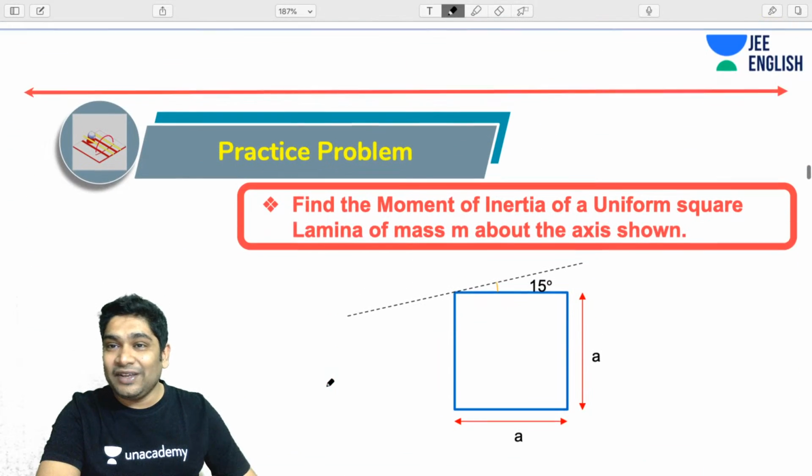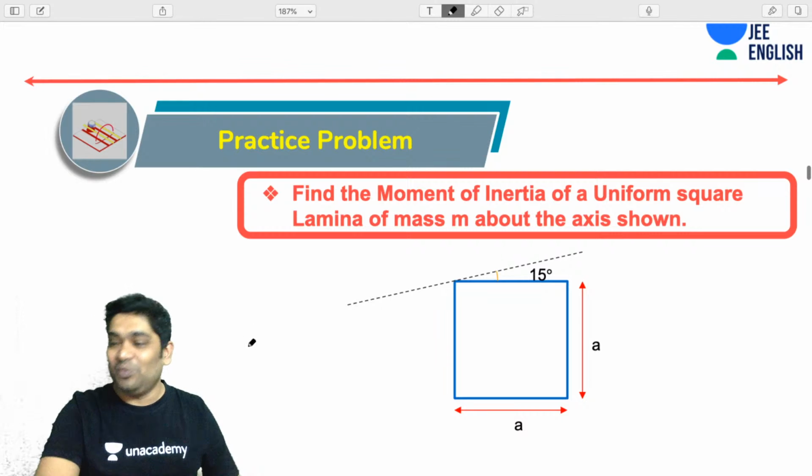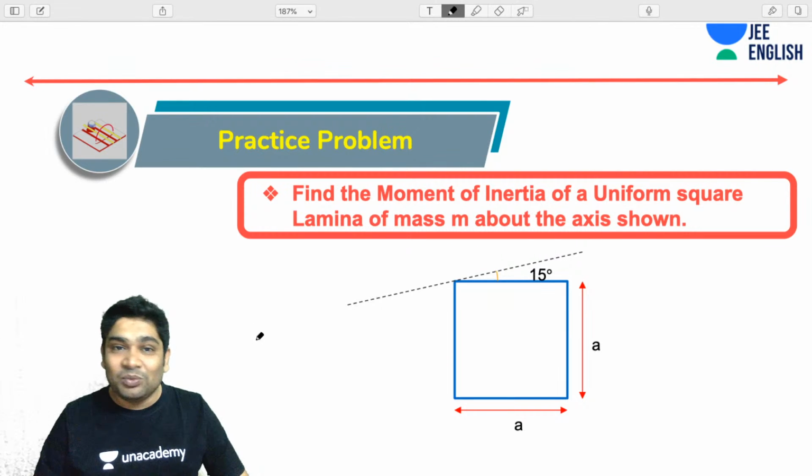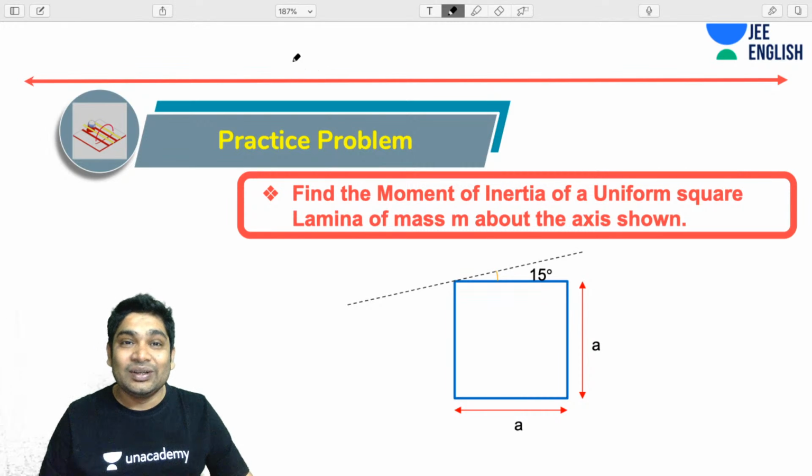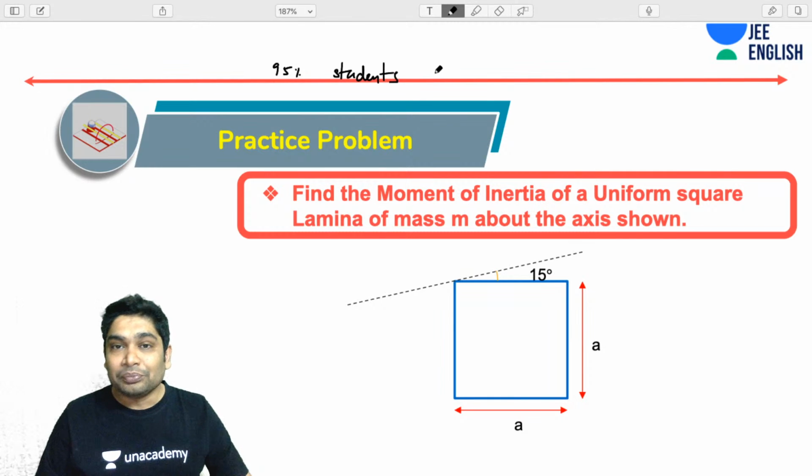So why don't we get started with a tricky problem? I wanted to take up this problem because this is one problem which most of the students, in my experience, have usually gotten wrong. In my experience, 95% of students get this wrong. That is why I wanted to discuss this.